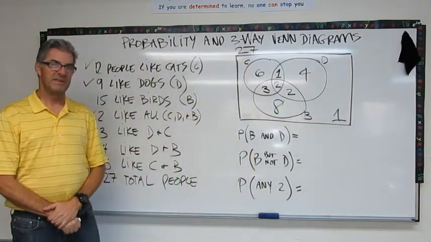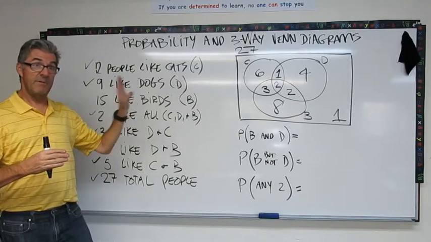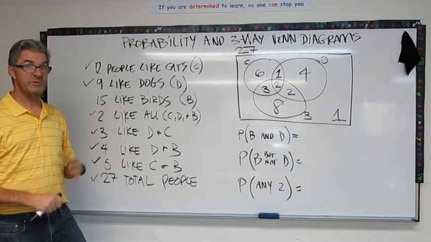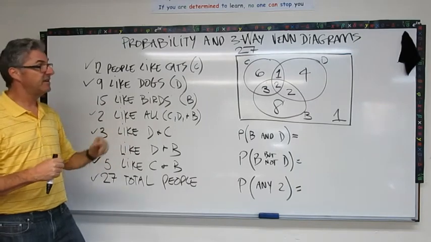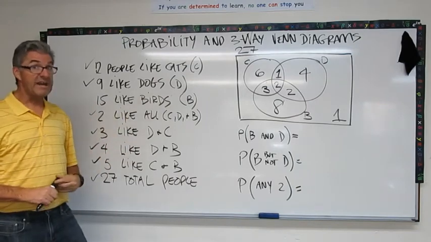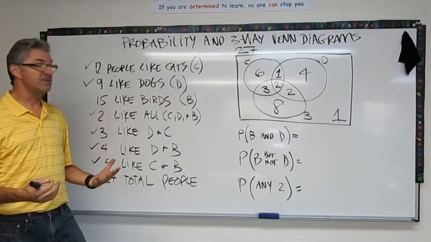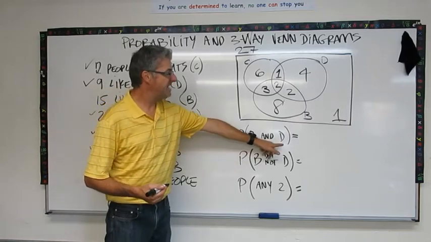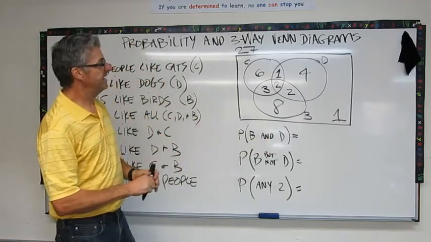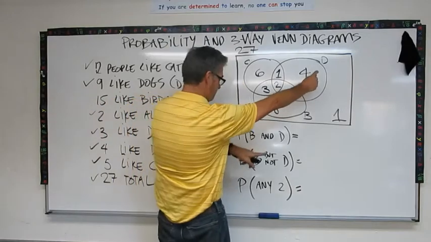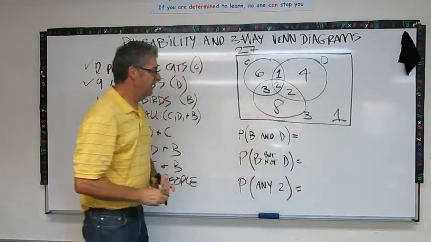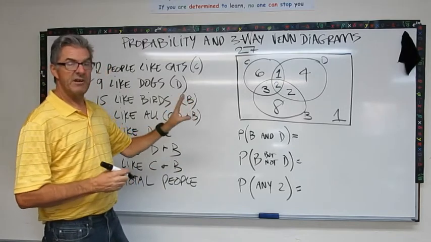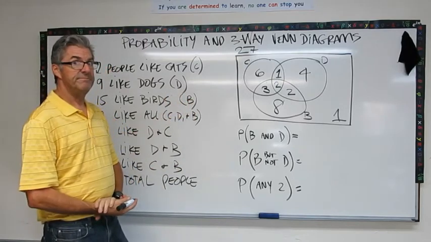Okay? All right, now that we have our Venn diagram completed, let's take a look at a few probability questions that we could answer with it. Keep in mind that with a 3-way Venn, there's a lot of different questions that could be answered, and some of them get tricky. Okay, first one, probability that somebody likes birds and dogs. So what would that be? Birds and dogs are these 2 circles, but the probability is that they like both. So you have to look at that Venn and figure out what numbers like both.